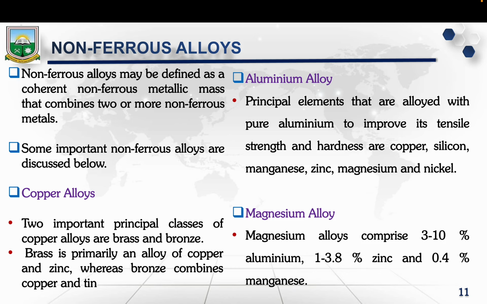Now, let's look at magnesium alloys. Magnesium alloys are actually lighter than aluminum and typically contain 3 to 10% of aluminum, 1 to 3.8% of zinc, and a small percentage of manganese, which is 0.4. Now, their low density makes them ideal for applications where weight saving is critical, such as sports equipment and electronics, okay. If your phone is very heavy, you find it very hard to use. So these alloys are made such that they have higher properties, but they are also very, very lightweight, okay.